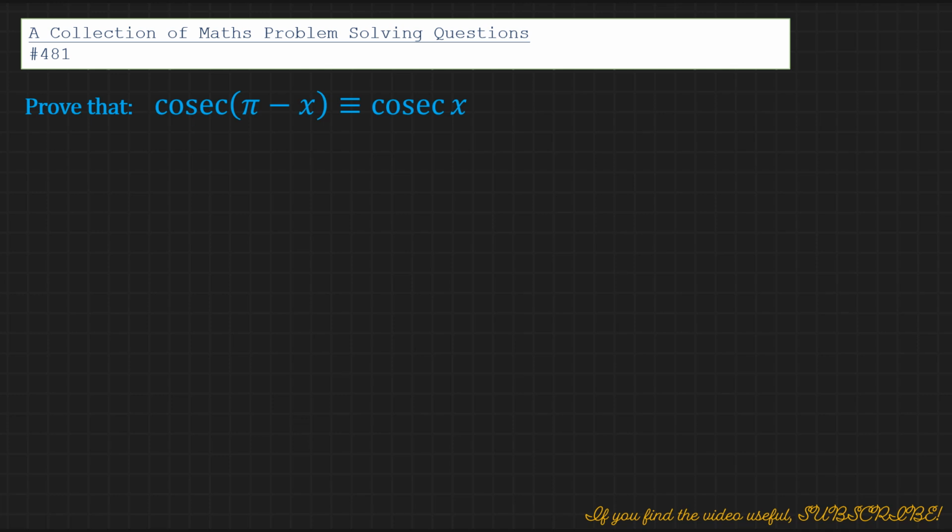Prove that cosec(pi minus x) is equivalent to cosec x. For this part, what we have to do is very simple. If I say left hand side, so that's the left hand side, then the left hand side is cosec(pi minus x), and that can be written as 1 out of sine(pi minus x).